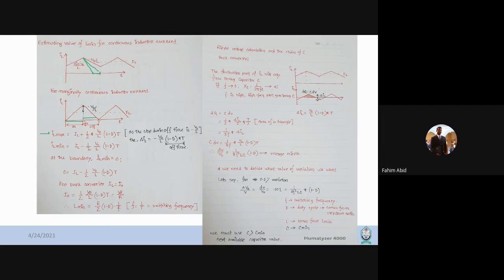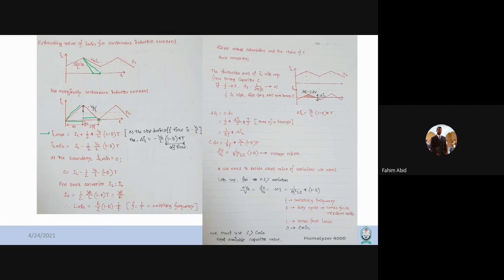Of course, you could have done it using this slope as well, but in that case you would have to use D multiplied by T instead of 1 minus D multiplied by T. Similarly, you can write the value of the IL min, or the current at this point, which will be equal to IL minus half of V out divided by L. So you will basically have a negative here. At the boundary, we know that this IL min will be 0.